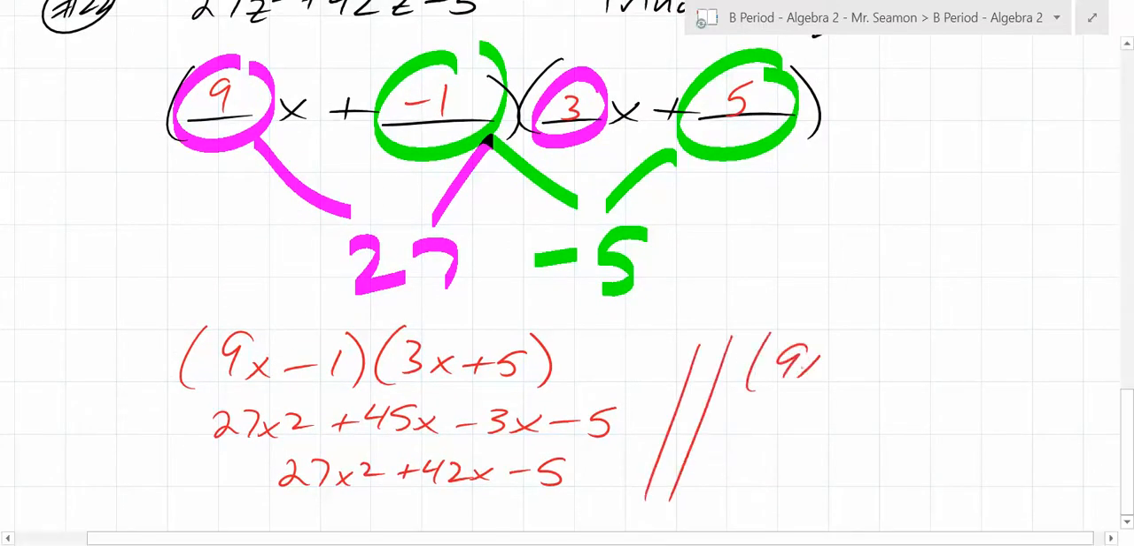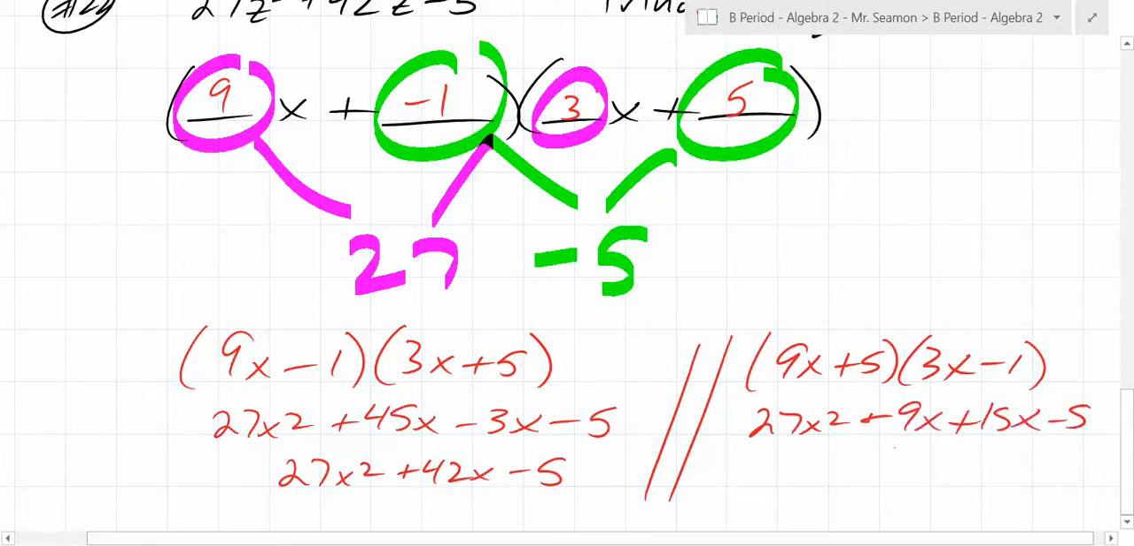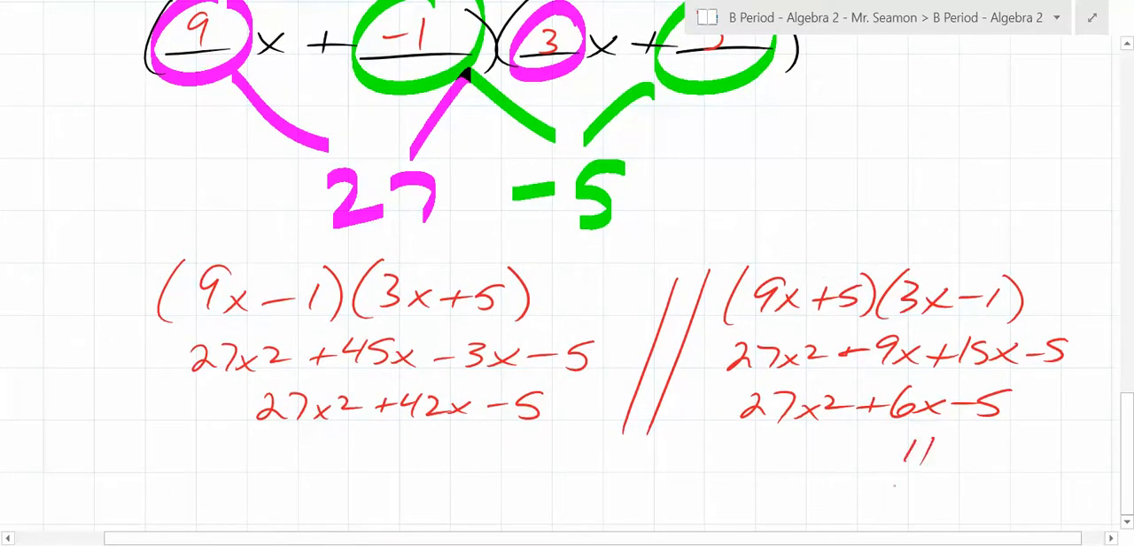Now, let's say we tested something else, though. Let's say we tested 9x plus 5 and 3x minus 1. Are we going to get the proper answer? No. If we had started this way, we would have ended up with 27x squared minus 9x plus 15x minus 5. What do you end up with? 27x squared plus 6x minus 5. Is that the right answer? No. So that's a frowny face, but this one is a smiley face.